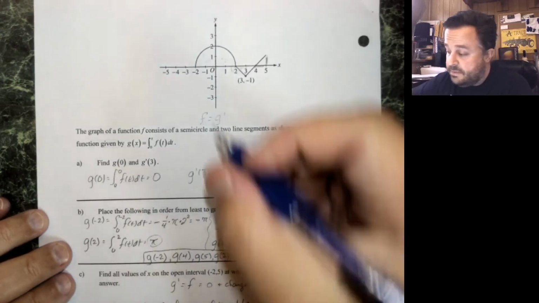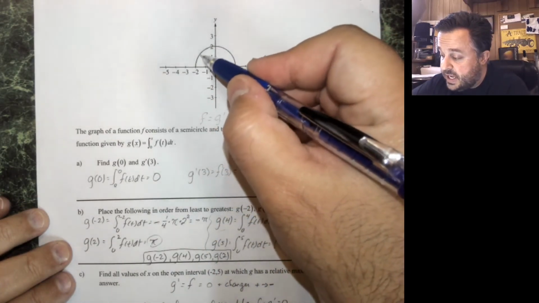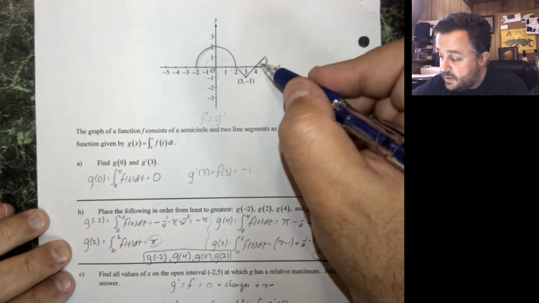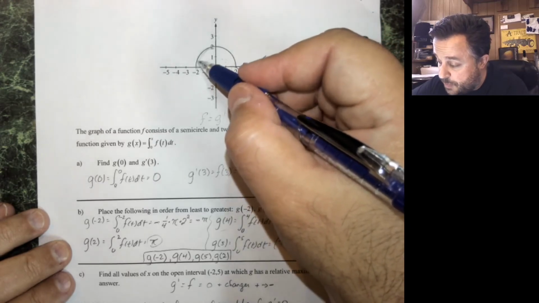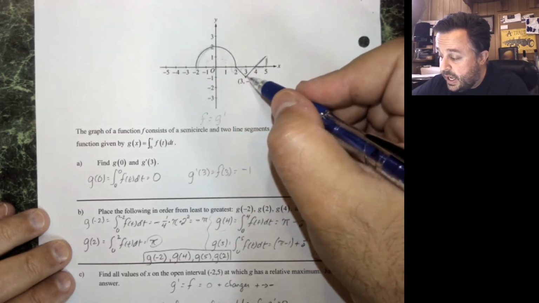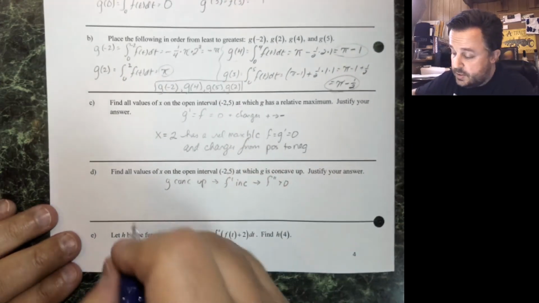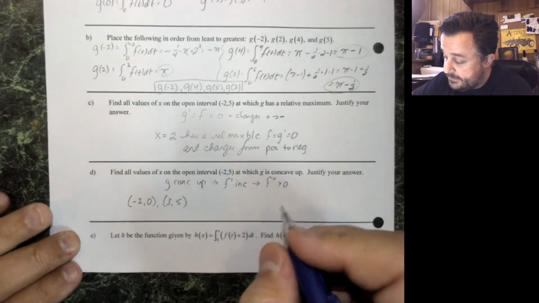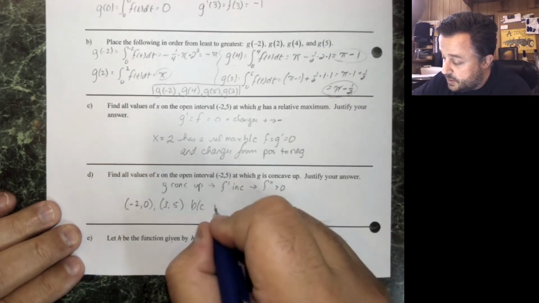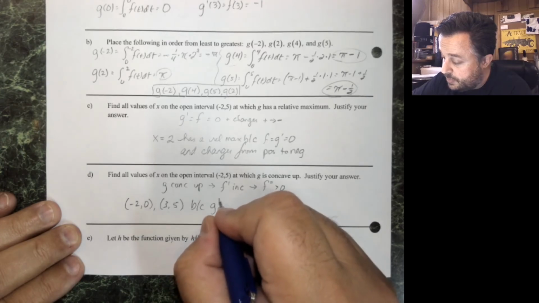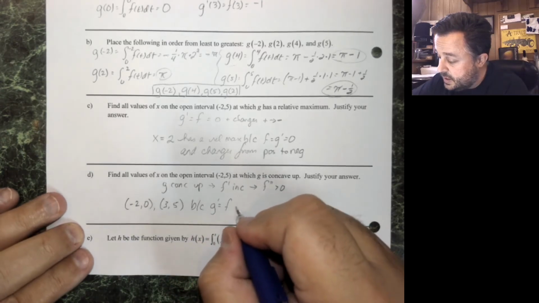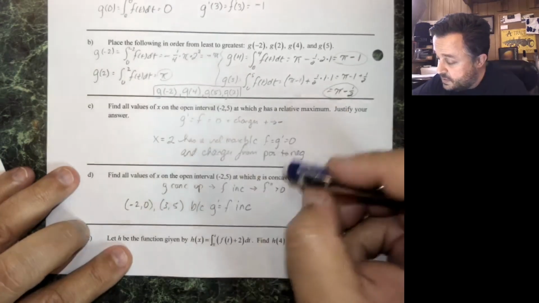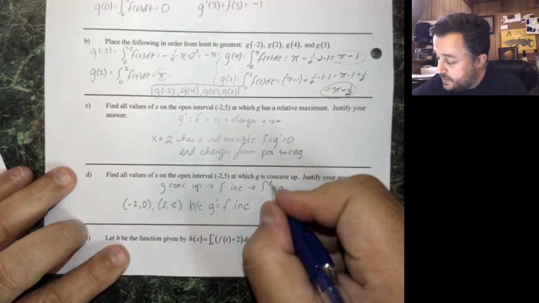So come back to my graph. My graph is increasing. This is f. It's increasing from -2 to 0, and it's increasing from 3 to 5. Or if you want to go the slope is positive from -2 to 0 and from 3 to 5. So -2 to 0 and 3 to 5, because g prime, which equals f, is increasing. I should have said that up here, that f is increasing and f prime is greater than 0.